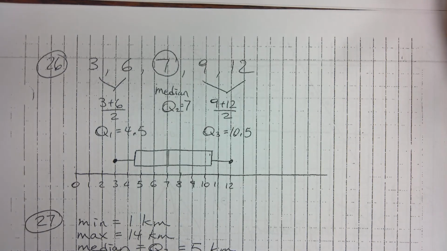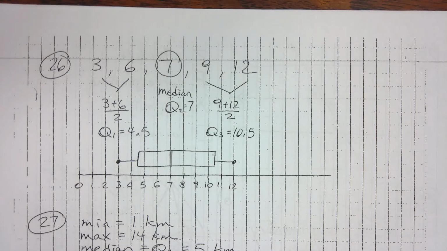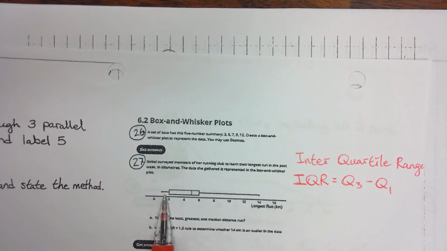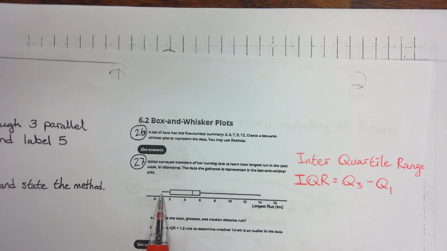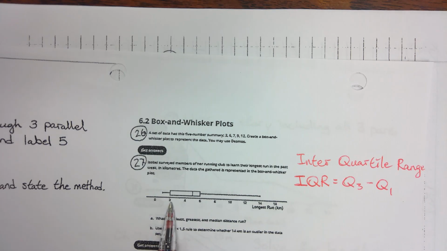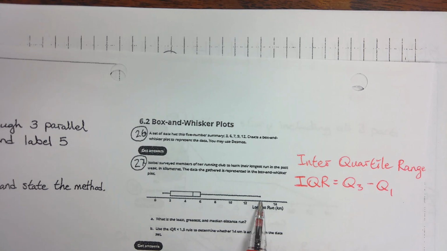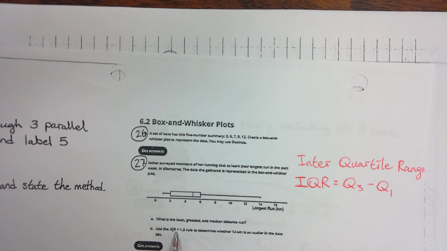Okay, 27, you are given a box plot and you have to figure out some numbers. Okay, so looking at this box plot, your minimum is 1, lower quartile is 2, median is 5, upper quartile is 6, and maximum is 14. Okay, use the IQR times 1.5 rule to determine whether 14 is an outlier or not.